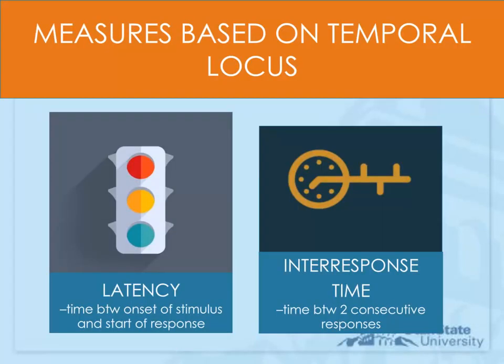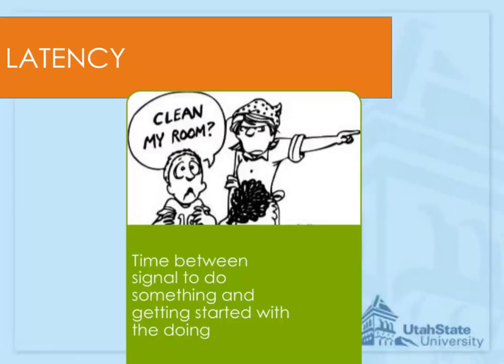The last dimension of behavior that we're going to talk about is temporal locus, or when a behavior occurs. There are two ways that we can measure this dimension. One is through latency, and the second is through inter-response time. Latency is a measure of the amount of time that elapses between a stimulus and the beginning of the target behavior. An easy example would be telling your child to clean the room and then 2 minutes go by before they start cleaning their room. Telling them is the stimulus, or SD, and the 2 minutes would be the latency to the behavior. Usually this data is then converted to an average or even sometimes a range.